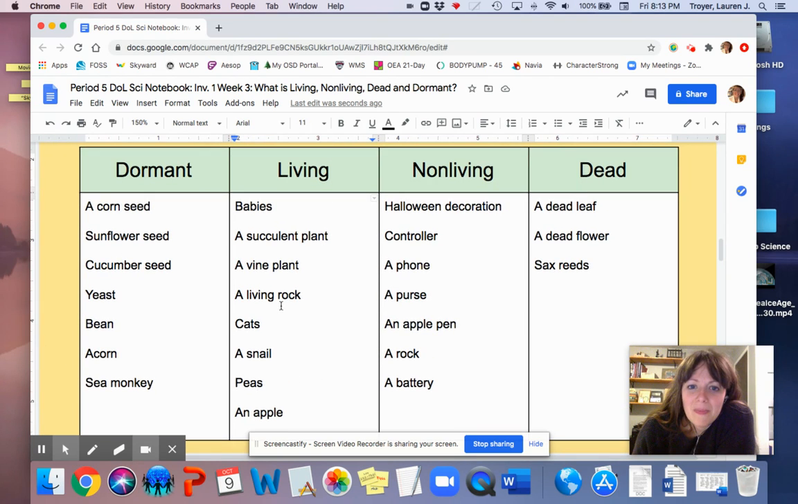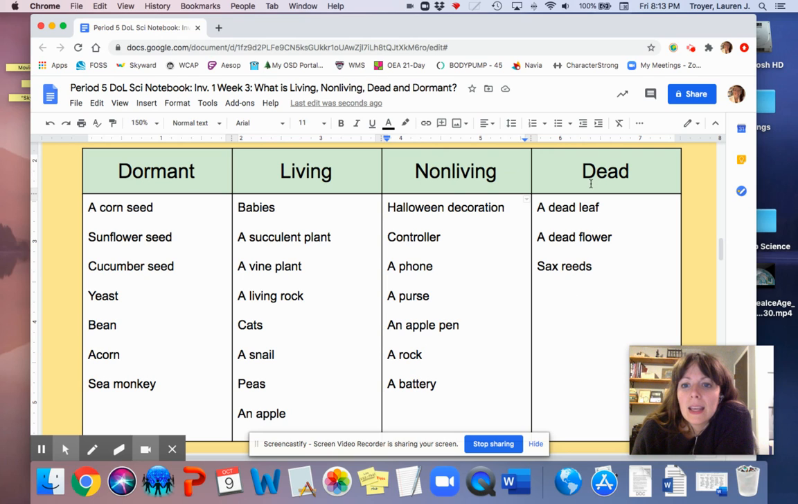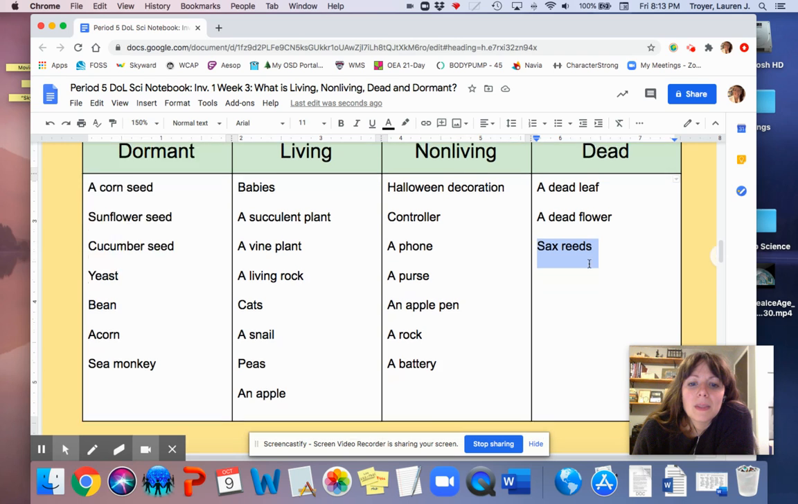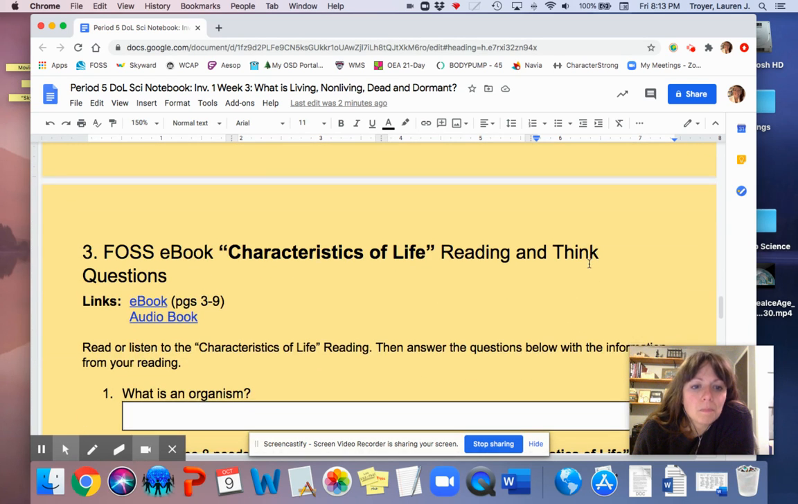Those are awesome. Some non-living examples: Halloween decoration, a controller, a phone, a purse, an Apple Pen, a rock, a battery. And then some dead examples: a dead leaf, people had dead flowers, and someone had saxophone reeds, which are made out of wood. So that was a cool example of something that was dead. So try to find something in your home or outside of your home.